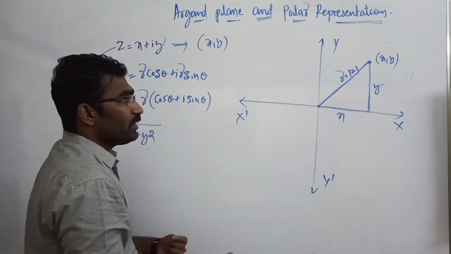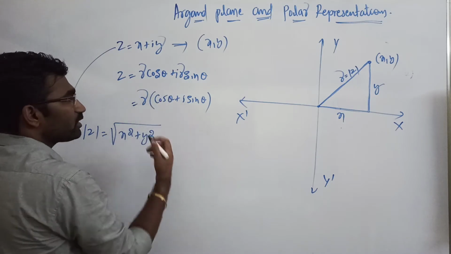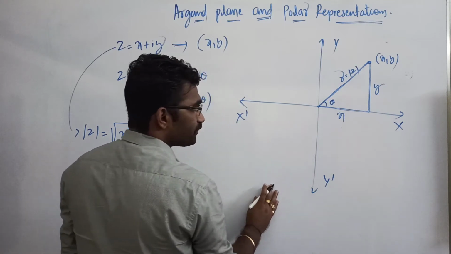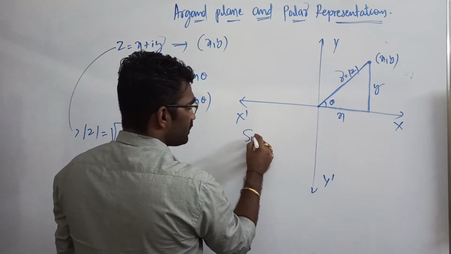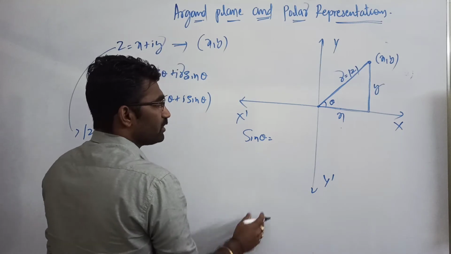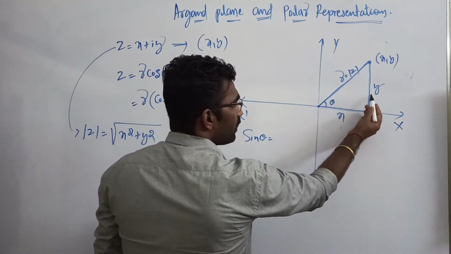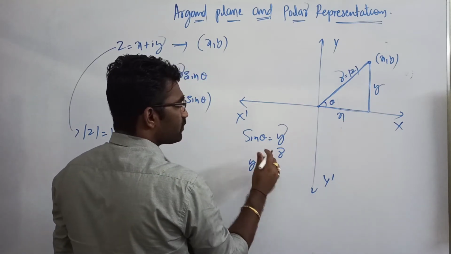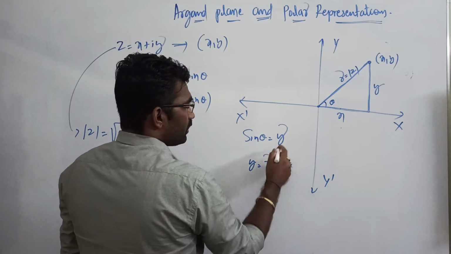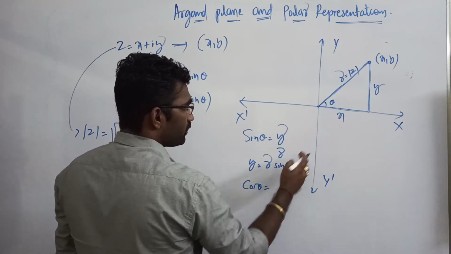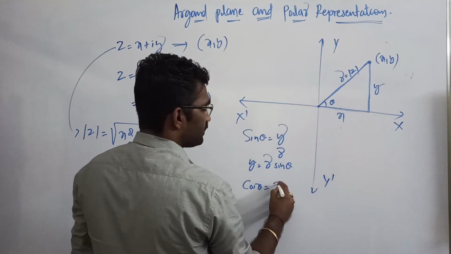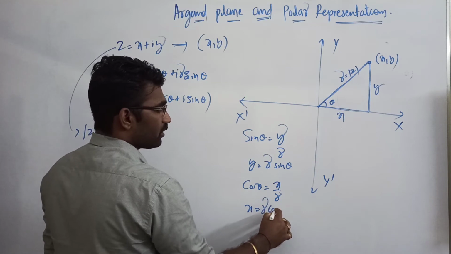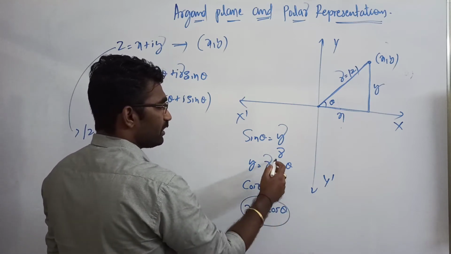Now we'll see how cos theta and sin theta will come. If the line is making an angle of theta, first I will consider sin theta. Sin theta is nothing but opposite by hypotenuse, that we can write as y divided by r. Therefore y we can write as r into sin theta. Similarly I will take cos theta. Cos theta is nothing but adjacent by hypotenuse, that is x by r. Therefore x is equal to r cos theta.